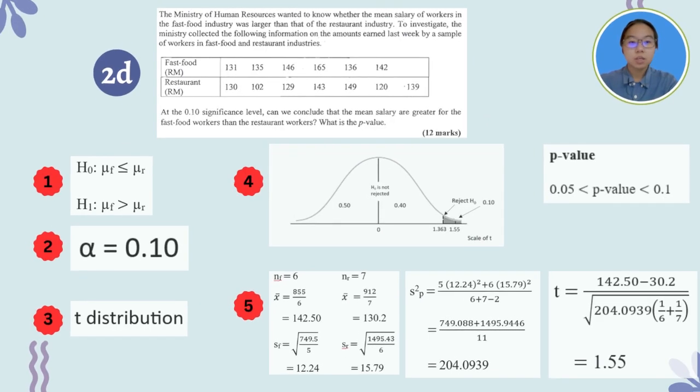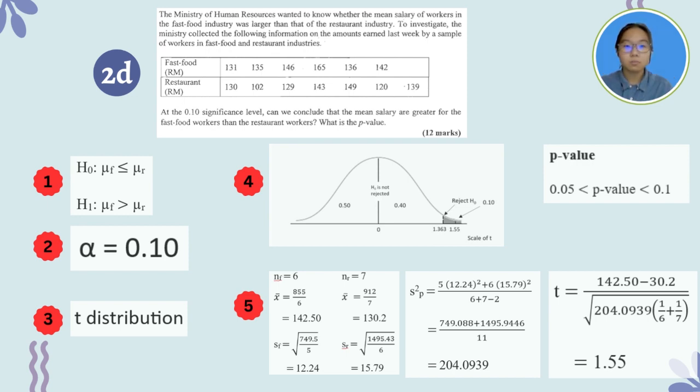Next, question 2D. The Ministry of Human Resources wanted to know whether the mean salary of workers in the fast food industry was larger than that of the restaurant industry. To investigate, the ministry collected the following information on the amount earned last week by a sample of workers in the fast food and restaurant industry. At the 0.1 significance level, can we conclude that the mean salary is greater for the fast food workers than the restaurant workers? And what is the p-value?